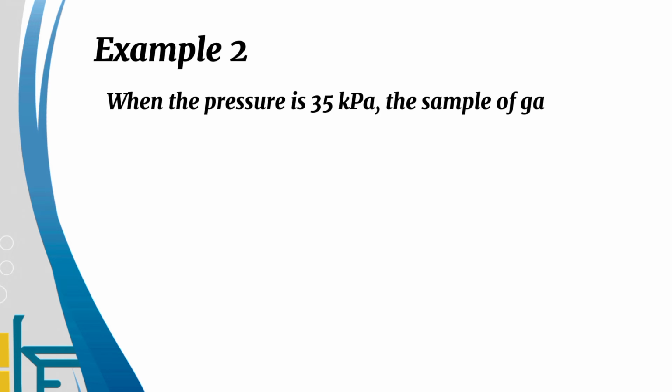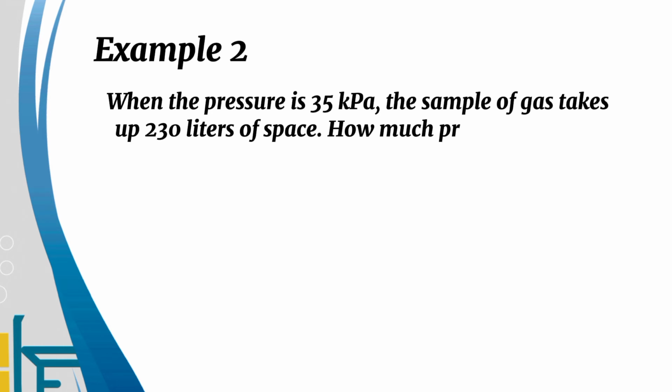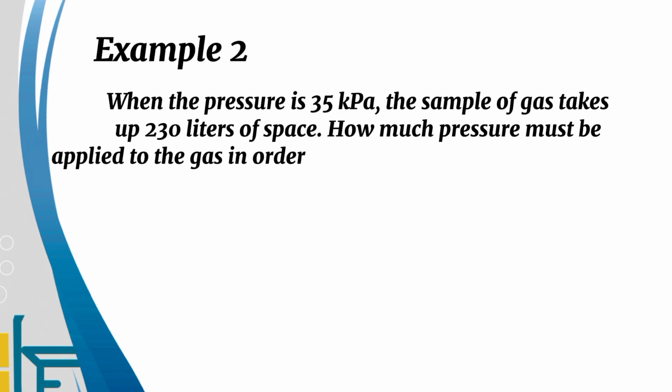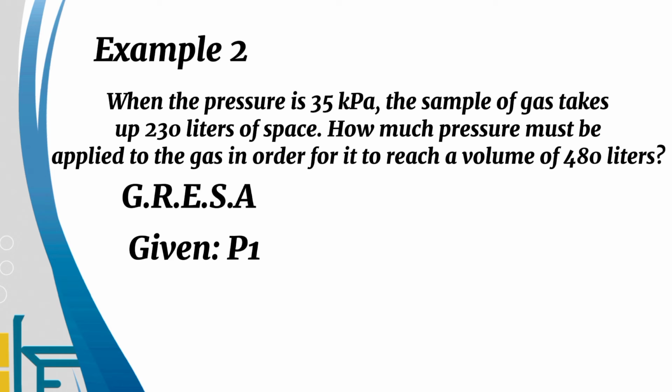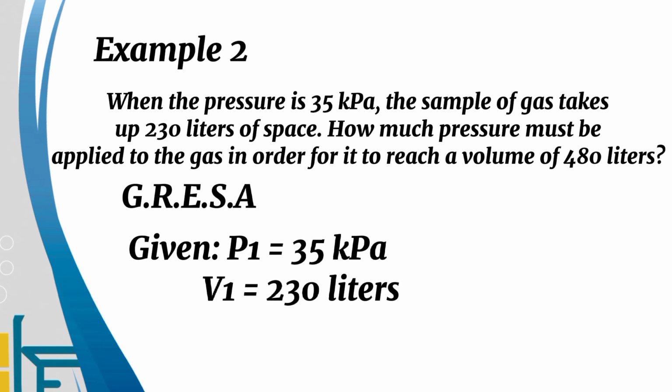Now let's go to example number 2. When the pressure is 35 kilopascals, the sample of gas takes up 230 liters of space. How much pressure must be applied to the gas in order for it to reach a volume of 480 liters? Don't forget to use the GRESA method. First, list all the givens. The givens are 35 kilopascals, which is the pressure 1, 230 liters, which is the volume 1, and 480 liters, which is the volume 2.